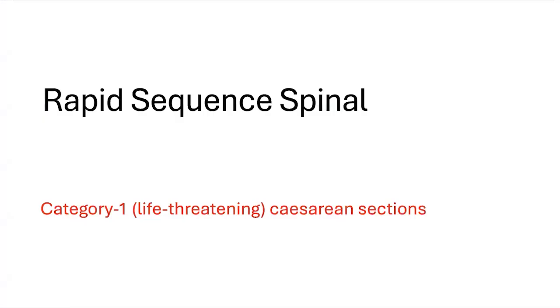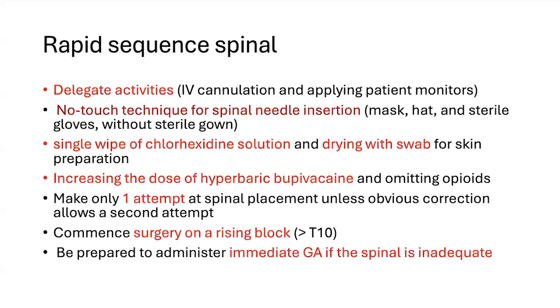So there's a thing called rapid sequence spinal, which is done for category 1 cesarean sections where there is a life-threatening condition for the mother. So rapid sequence spinals are not really done in our setup, but sometimes we may have to do it. So I would like to tell you a little bit about it. If a patient is having contraindications to general anesthesia, and if you have to go for a rapid spinal, then how are you going to do it?